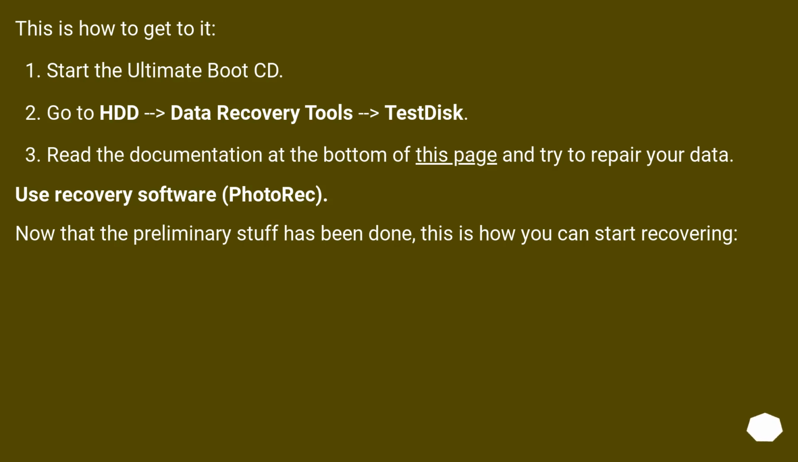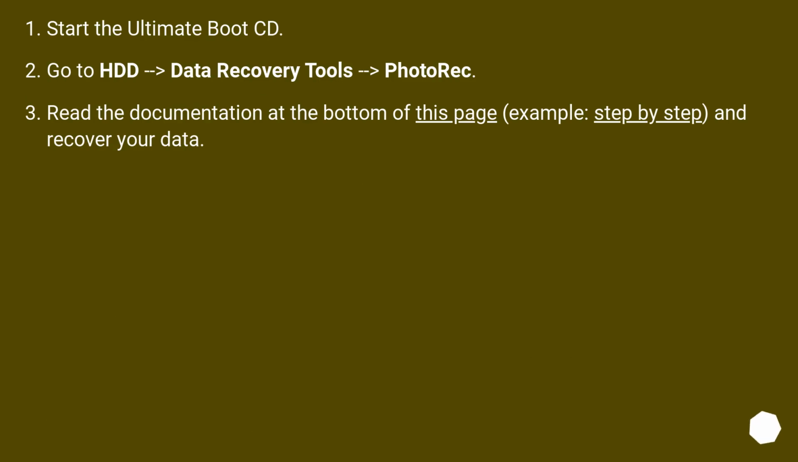Use recovery software, PhotoRec. Now that the preliminary stuff has been done, this is how you can start recovering. Start the Ultimate Boot CD. Go to HDD > Data Recovery Tools > PhotoRec. Read the documentation at the bottom of this page, example, step by step, and recover your data.